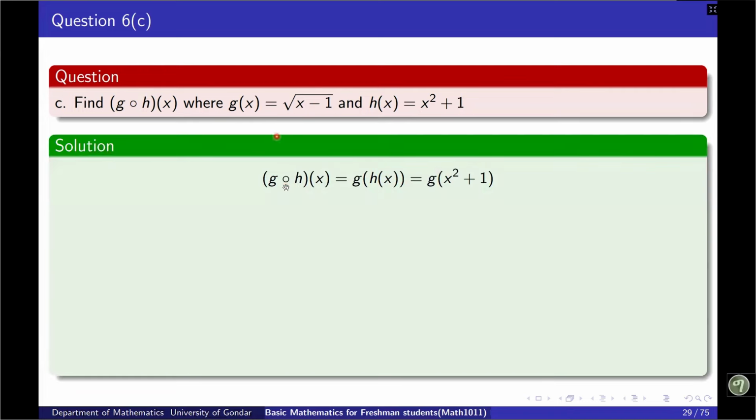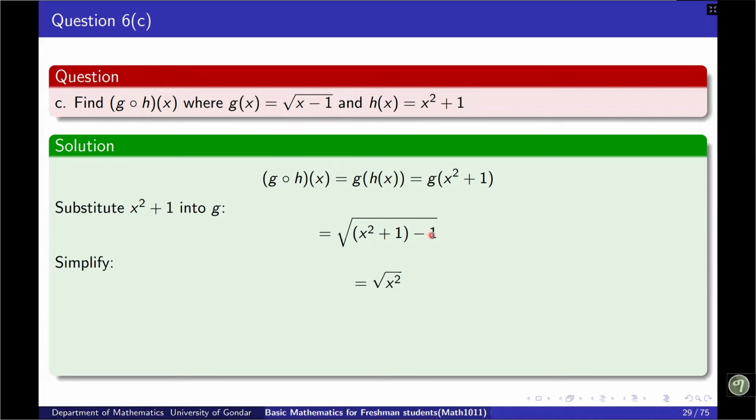We know that by definition, g composite of h of x equals g of h of x, which is equal to g of x squared plus 1, because h of x is x squared plus 1. But the property of g is that whenever we give x to g, the output is always the square root of the input minus 1. So g of x squared plus 1 could be the square root of x squared plus 1 minus 1.